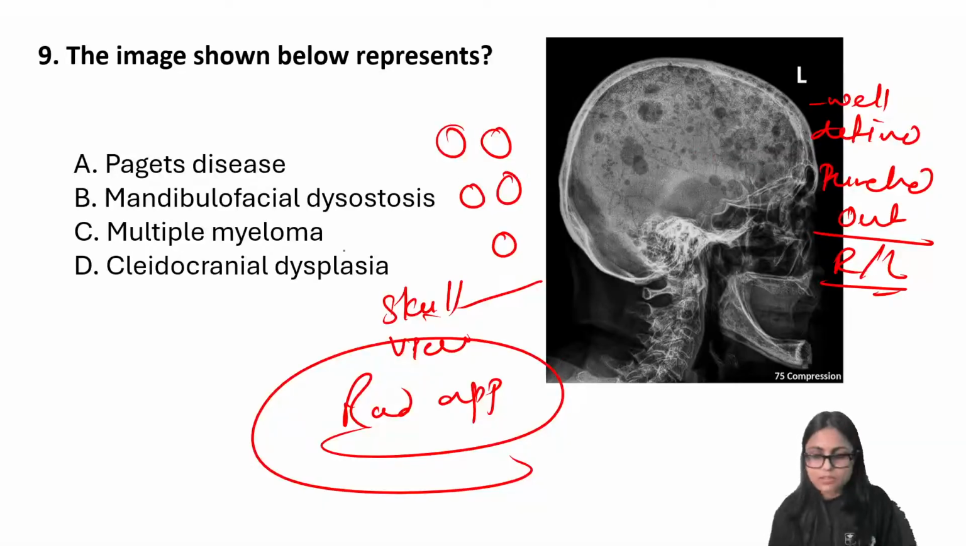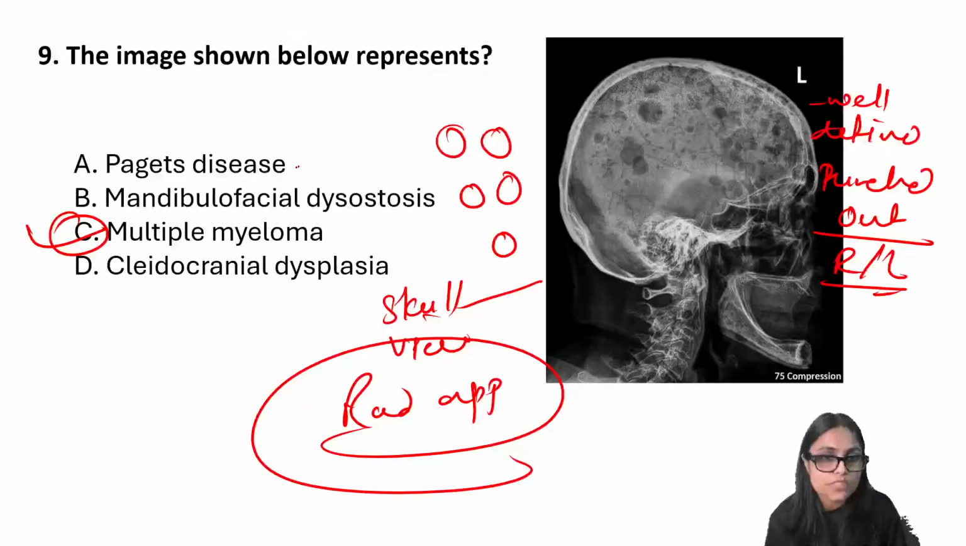Okay, and this you see in which condition? You see it in multiple myeloma. Correct. Okay, so when we look at the other options, you can rule out other options too. When you don't know the answer, please rule out other options and then mark the correct one. But for that, you need to know the features of the other options also.